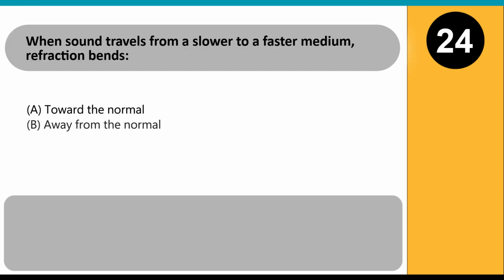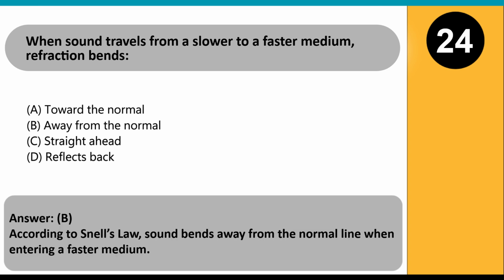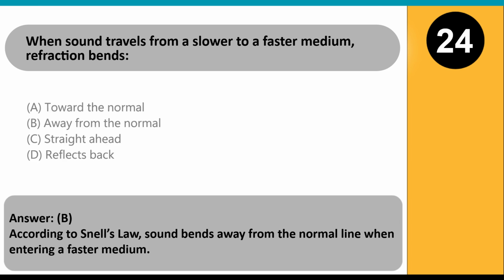When sound travels from a slower to a faster medium, refraction bends A. Toward the normal, B. Away from the normal. C. Straight ahead. D. Reflects back. Answer B. According to Snell's law, sound bends away from the normal line when entering a faster medium.